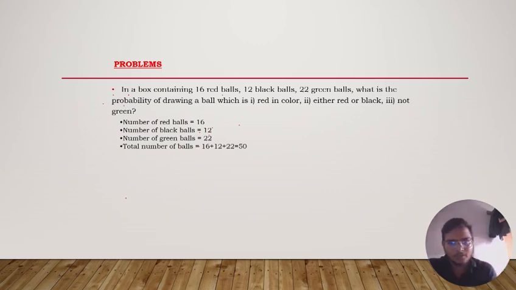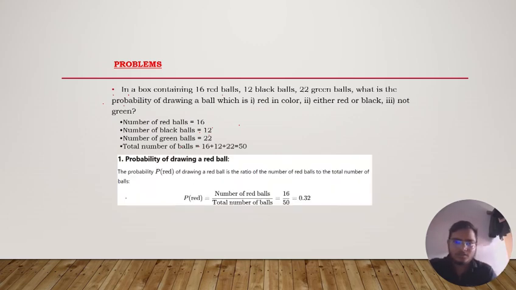Red in color. How many balls are red in color? 16 balls. So the number of favorable outcomes is 16. He asked the probability of drawing a ball red in color. The total number of outcomes means the total number of balls, 50. So the probability is equal to the number of favorable outcomes by the total number of outcomes, 16 by 50, which is 0.32. So the probability of drawing a red ball from the box is 16 by 50, equal to 0.32.